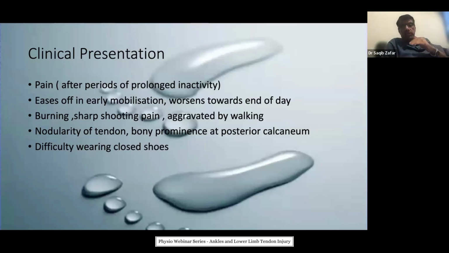In case of insertional tendinopathy, they feel this heel bump at the back, which is the prominent bony prominence at the posterior calcaneum. And when it becomes such a bigger bulk of bone there, or the tendon is really calcified and thickened, they complain of difficulty in wearing closed shoes because the back of those shoes puts direct pressure on that tendon, and that makes the symptoms worse.